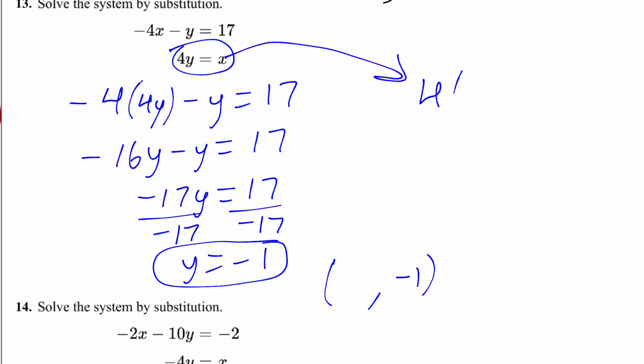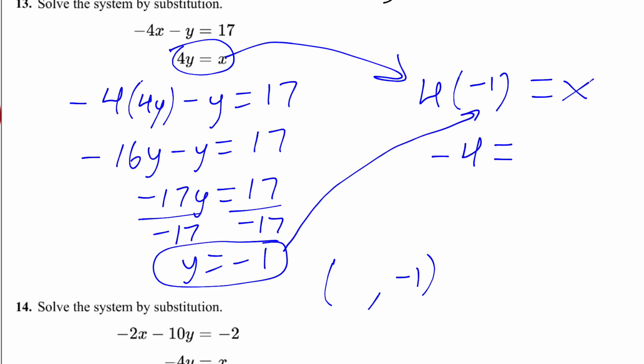So I'm going to replace y with some parentheses. I'm going to plug in this negative 1 right here. This tells me that negative 4 is equal to x, and that is what I write down here. Here's my final answer.